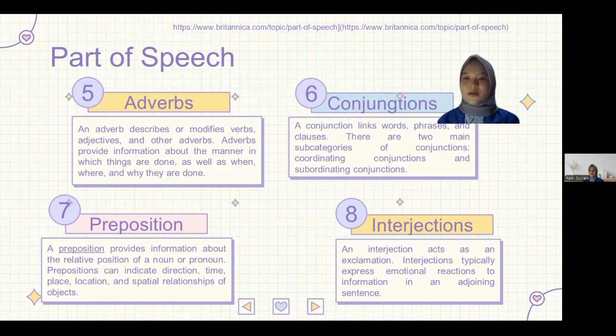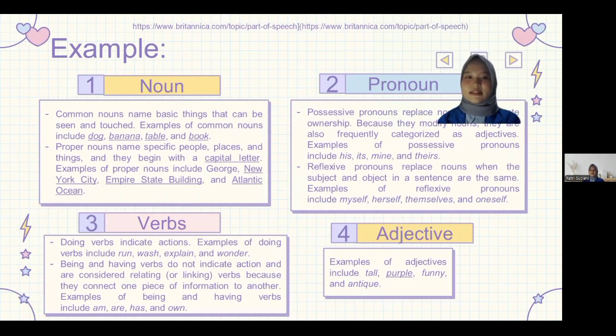The last is number 8, interjection. Interjections act as exclamations. Interjections typically express emotional reactions to information in a surrounding sentence. So, the next slide is the examples for parts of speech.